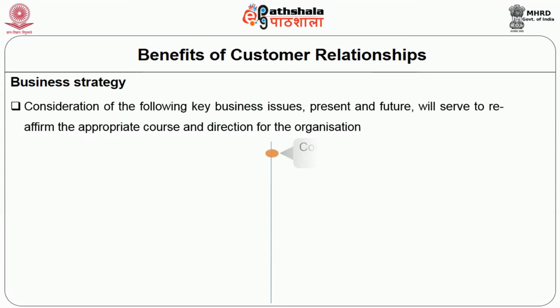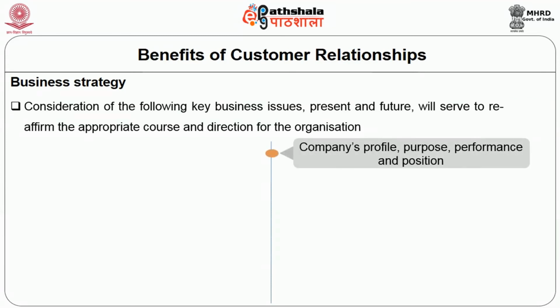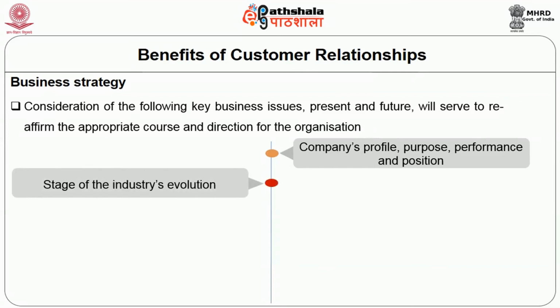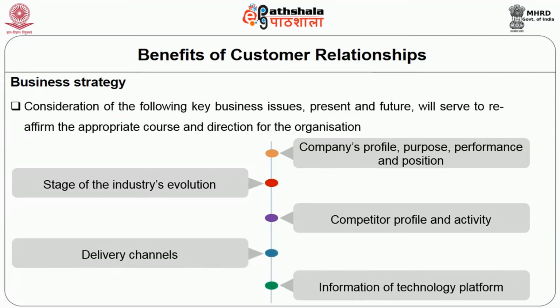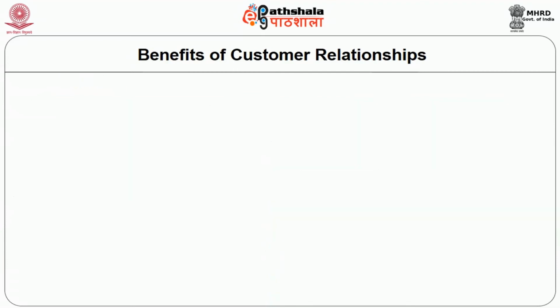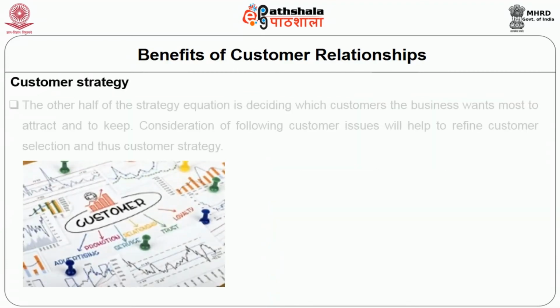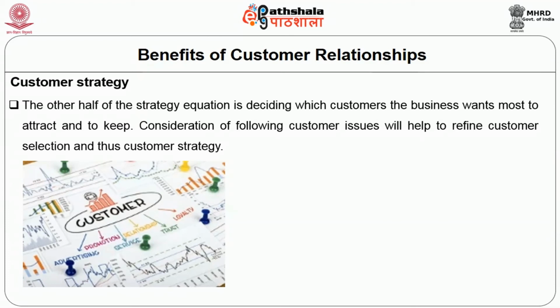This includes the company's profile, purpose, performance and position, the stage of the industry's evolution, competitor profile and their activities, the delivery channels adopted for products and services, and the information technology platform. These all become the business strategies. Now we will move on to see what the strategies for the customer are, as customer strategy.